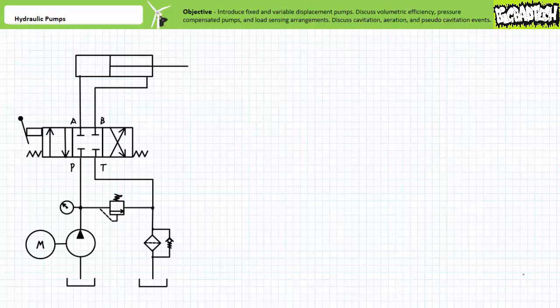Pumps are mechanical power to fluid power converters and have the responsibility of sourcing flow for fluid power systems. Prime movers like electric motors or internal combustion engines rotate the shaft of a pump, and each revolution of the pump produces a quantity of displaced fluid introduced to the system.